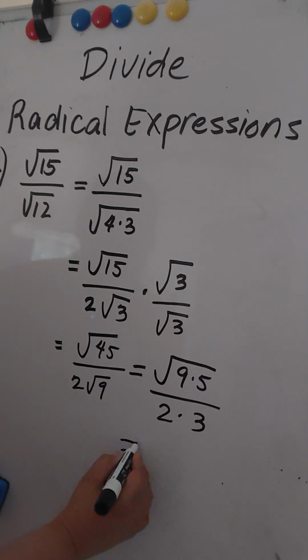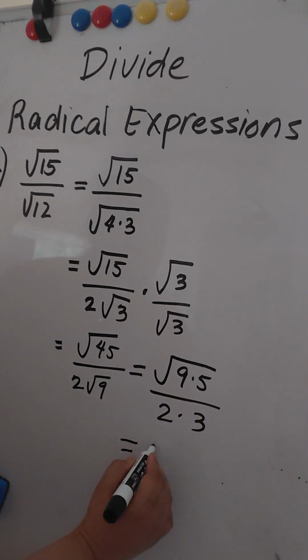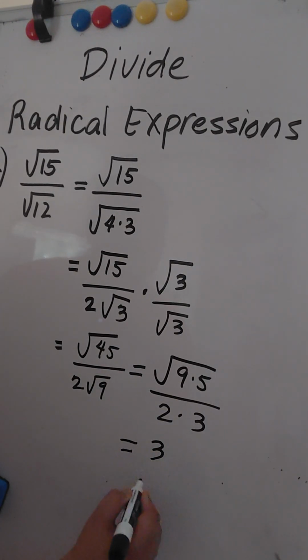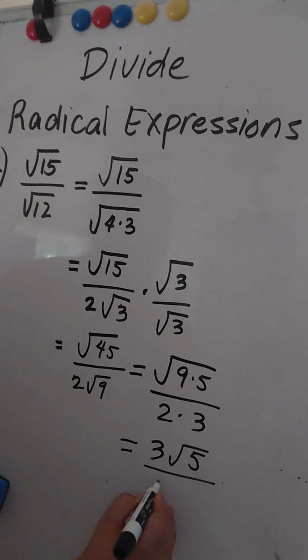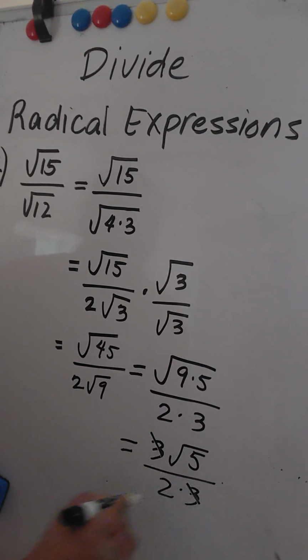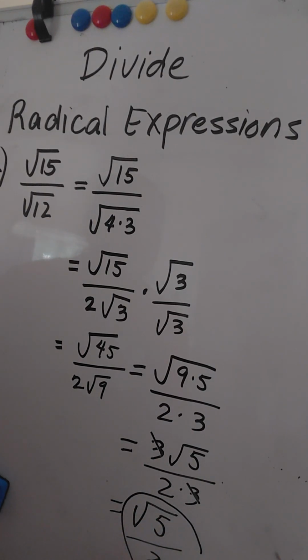Okay? Now, let's get the square root of 9. Square root of 9 is 3. So put it outside the radical symbol. And then 3 square root of 5 over 2 times 3. You can reduce. That will become 1, since 3 divided by 3 is 1. So what is left? You have square root of 5 over 2. Now, this is a rational answer.